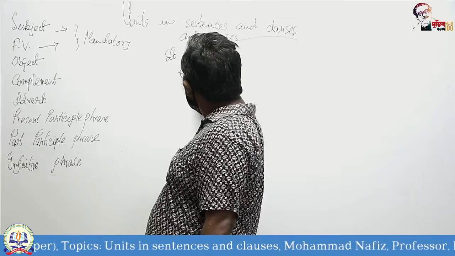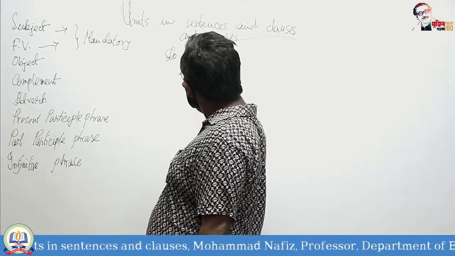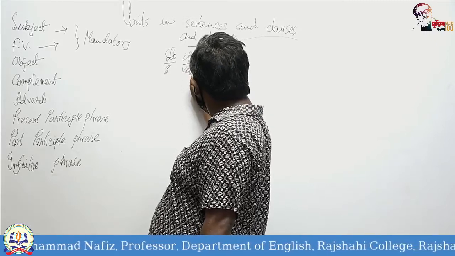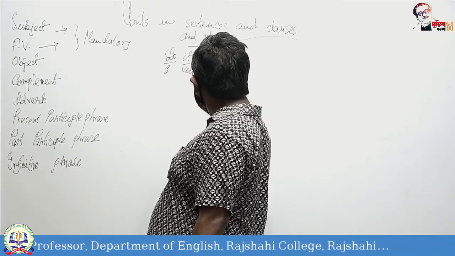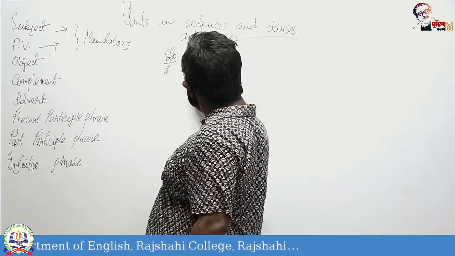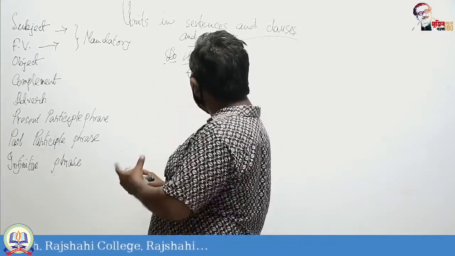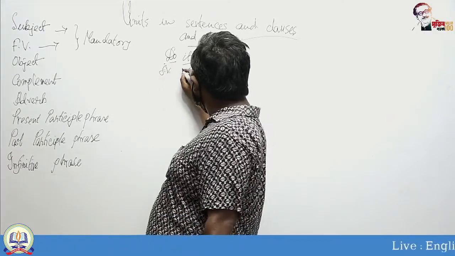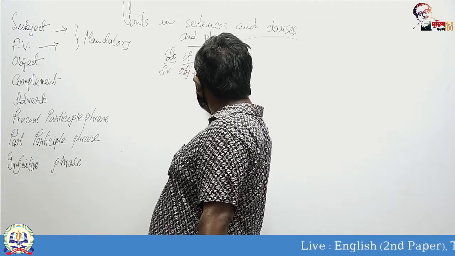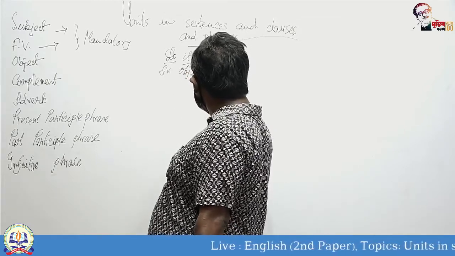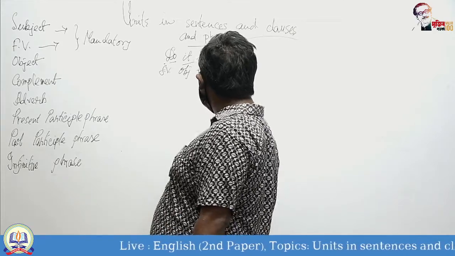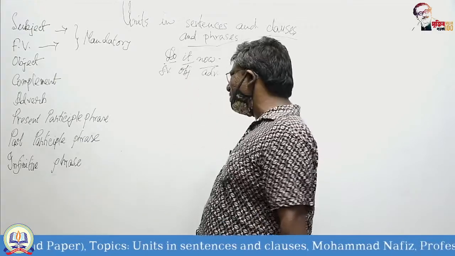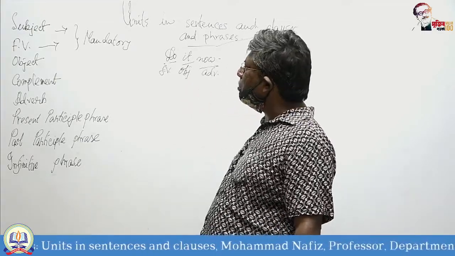For example, do it now. Do is the finite verb, it is the object, and now is expressing the time of the verb, therefore now is the adverb. Otherwise, the other 6 units in the sentence are not mandatory.